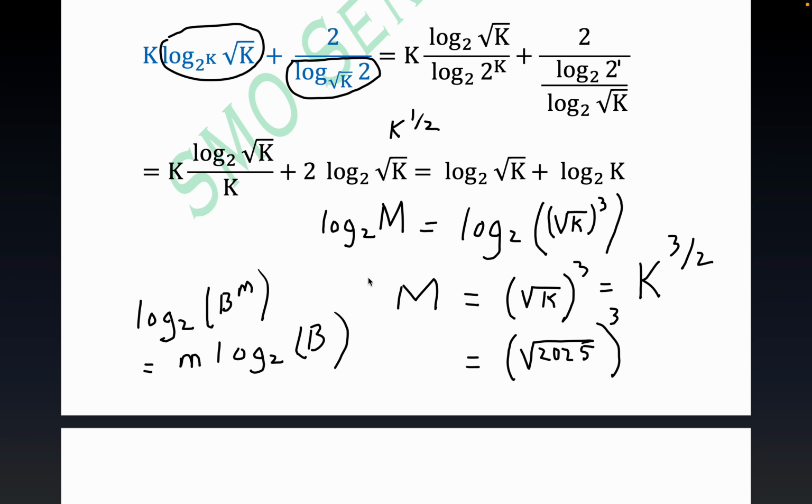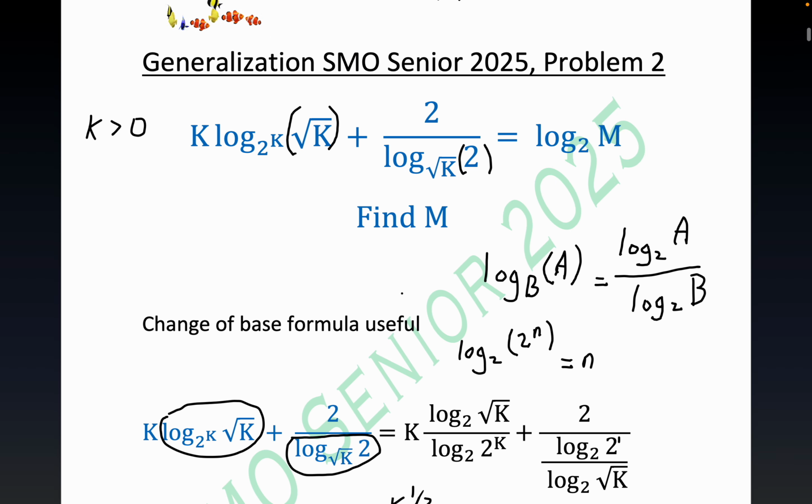All right, folks, that is all. This is the final answer. Let me come up here and write it. M is equal to the square root of k quantity cubed. Generalization of an SMO problem.